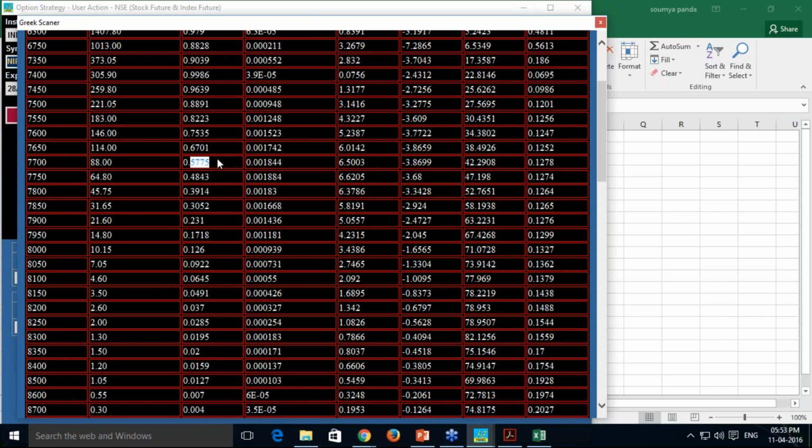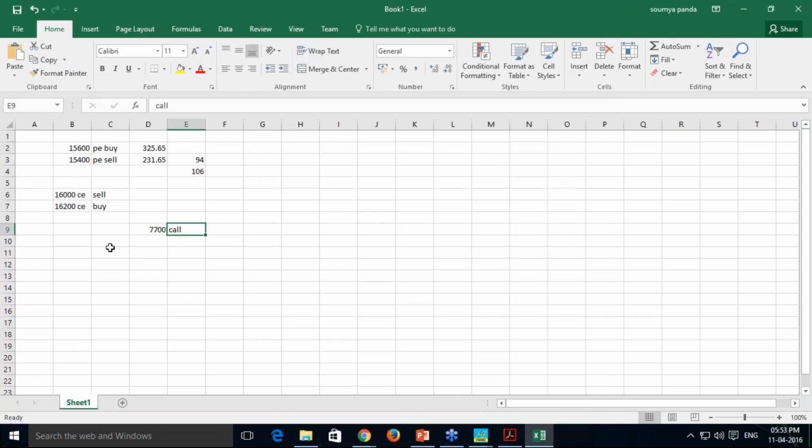If I am forming a strategy in this order, I am selling a future at 7630, considering it has a 0.5 delta. And I am buying the 7700 call option, 4 lots.